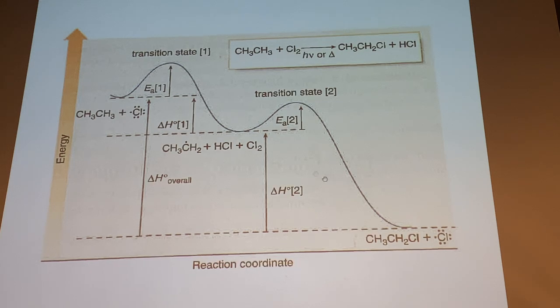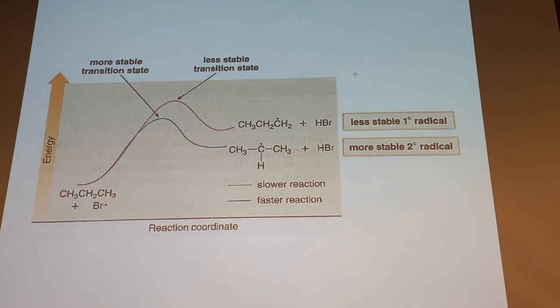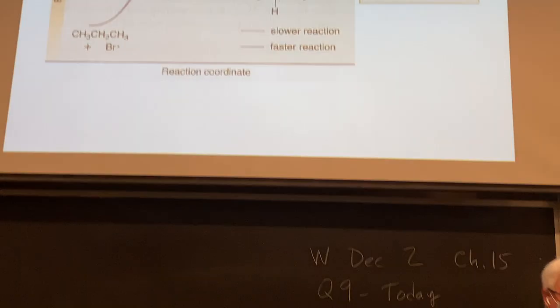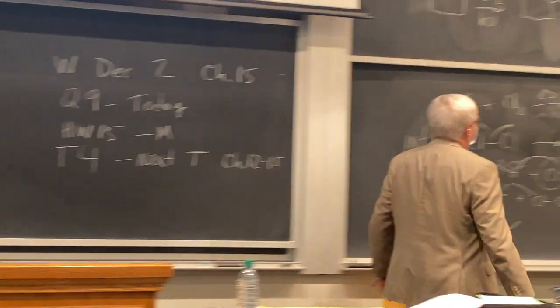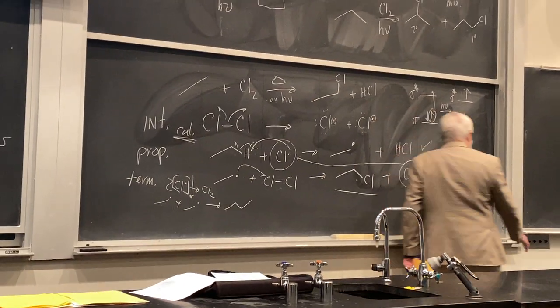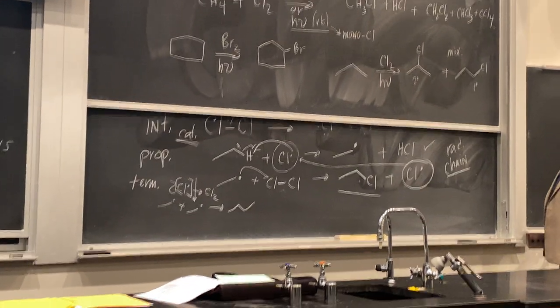We can look at individual bonds and say, okay, that's not going to contribute to things. But it's the formation of the HCl and breaking the weak bond in chlorine that really contributes to this overall exothermic process. But the selectivity is something we need to get into now. Are we forming a primary radical intermediate or a secondary radical? Let's go back to the board and look at selectivity and talk about some of the factors that might be involved.